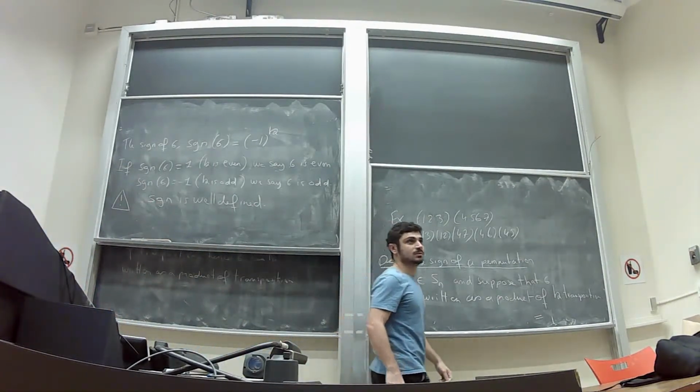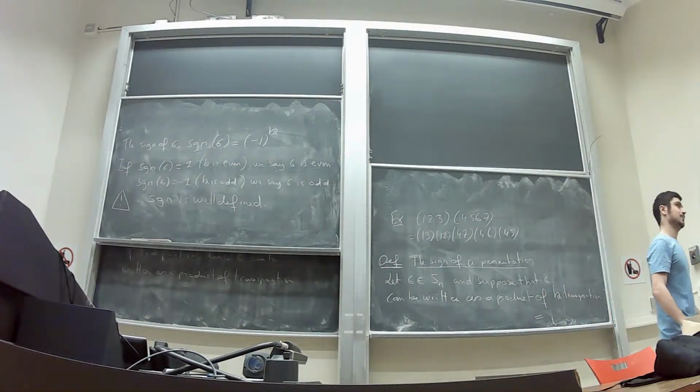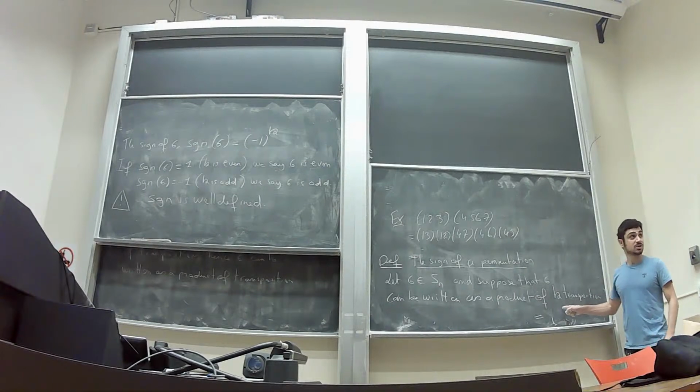That's the point. That is not true. But this definition still makes sense. Any sigma cannot be written uniquely as a product of transpositions. So this K might change.